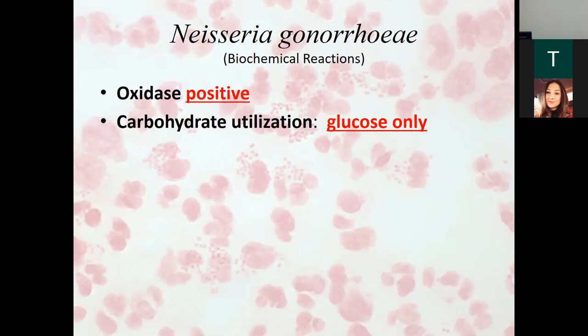Carbohydrate utilization means the only sugar that's being fermented is glucose. All those sugars we did last week with staph, where we had glucose and mannose and fructose and kept going. Well, if it's Neisseria gonorrhea, the only one that's going to turn yellow is glucose. Our positive control is a glucose fermenter, and all the others are going to be red, going the other way.